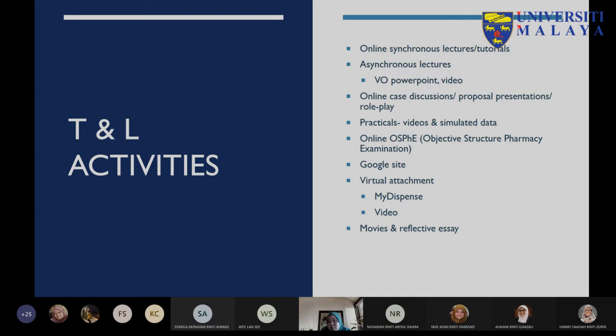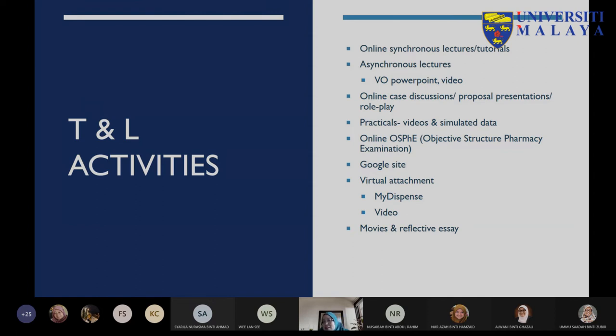So we as teachers in the program have to make sure, by hook or by crook, COVID or non-COVID, that the students achieve all these PLOs, all the standards set by the Pharmacy Board. Because if we don't follow, then the students would not be able to register and practice as a pharmacist in Malaysia. So how do we achieve the standards that the professional body wants?